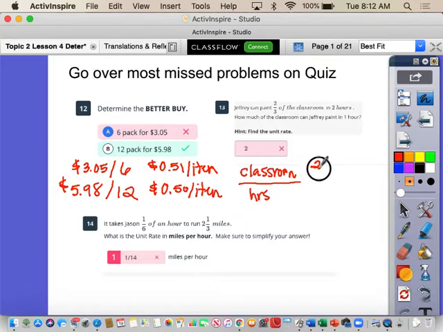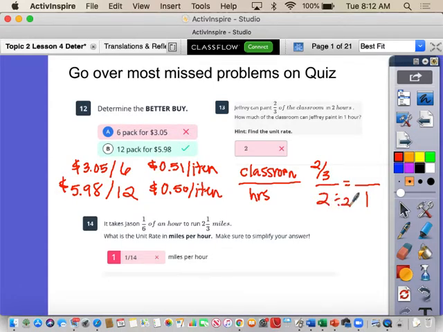We know that he has 2/3 of the classrooms, and that's in 2 hours. We want to know how much he can paint in 1 hour. All right, so in order to find the amount of the classroom that he can paint in 1 hour, what do I need to do to both parts of that rate, Jordan? Divide by 2, absolutely.